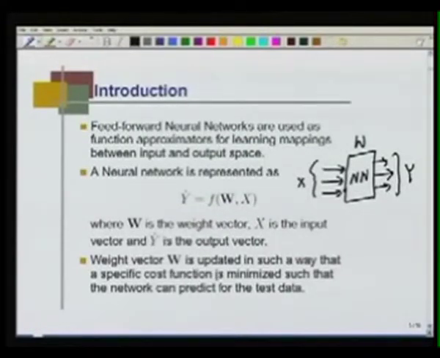Weight vector w is updated in such a way that a specific cost function is minimized, such that the network can predict for the test data. So, we give some data, we generate some training examples for this network for training, and then with another set of such examples we test the predictability of this network.